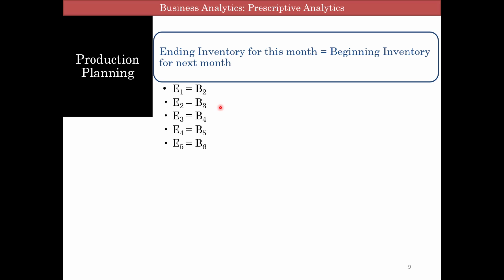And also the last part, because your ending inventory for this month is equal to the beginning inventory for the next month. So you've got to equate that. E1 minus B2 is equal to 0, E2 minus B3 is equal to 0, and so on.